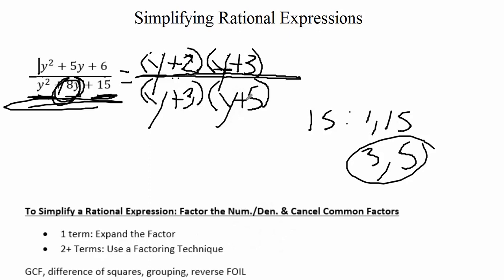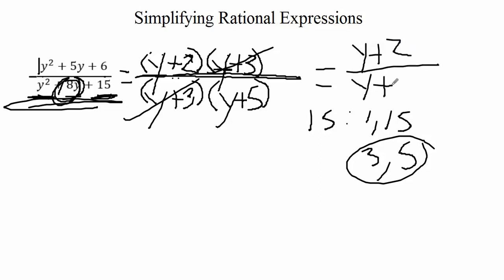Now we're done factoring. We've factored the numerator, we've factored the denominator. We can now cancel out any common factors that we have. The only common factor we have is y plus 3 over y plus 3. So putting together what we have left over, we have a y plus 2 left in the numerator and a y plus 5 left in the denominator. This is our solution. This cannot be simplified. Nothing cancels out here, so we are done with this problem.